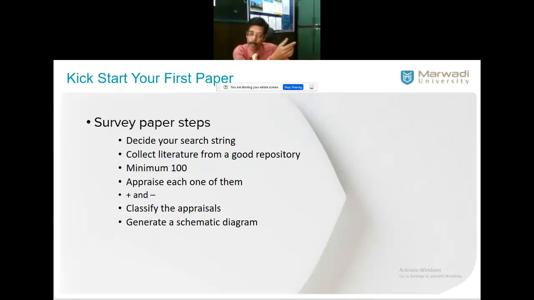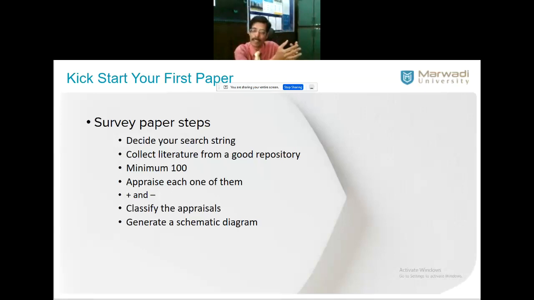For example, at the end of this stage, tray 1 may have 10 papers. Tray 2 will have 5 papers. Tray 3 will have 15 papers. Tray 4, tray 5, etc. Once you're done, you have to arrive at a schematic diagram. This classification can be diagrammatically represented. It is called a schematic diagram.